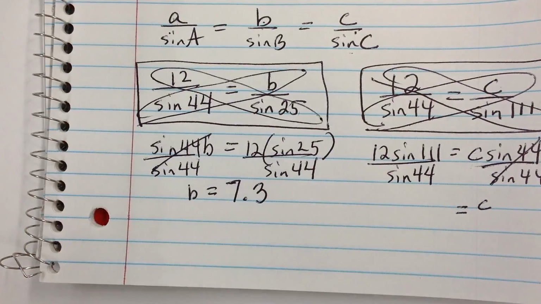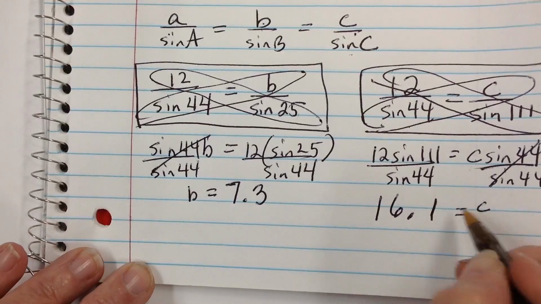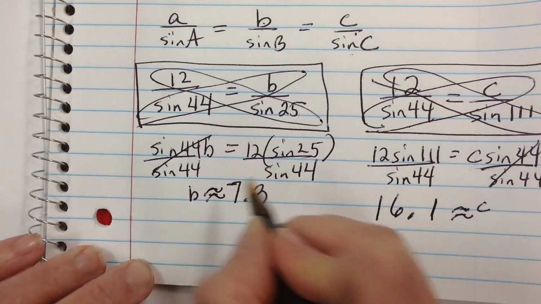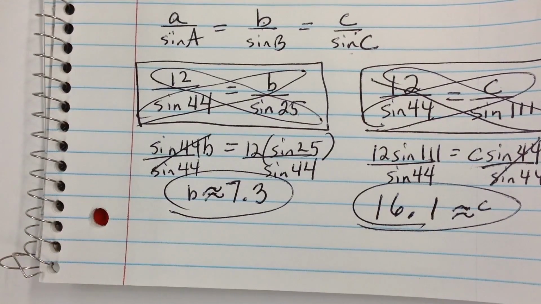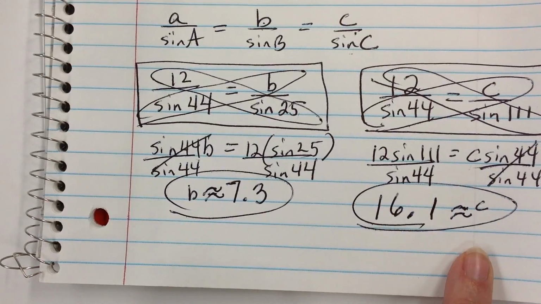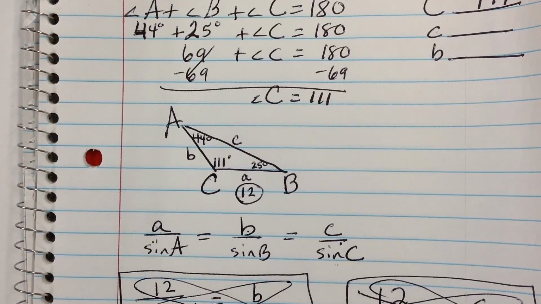So use your calculator. 12 times sine of 111 divided by sine of 44. And you end up with c equal to 16.1. And again, that's an approximation, because anytime you round, it's an approximation. So the answer that you would put in MyMathLab for b is 7.3, and for c is 16.1. Again, we must use law of sines because this is not a right triangle, and we cannot use our trig functions and set up proportions unless it's a right triangle.